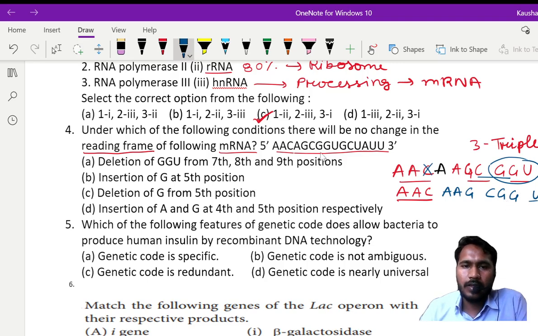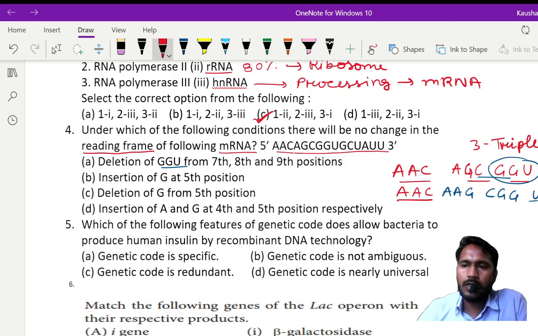So they are asking, if you remove this GGU at the 7, 8, 9 position consistently, the reading frame will stay the same. You're not going to get a new reading frame. So what will the reading frame be? See, now it will be ACC, AAC, I'm erasing it now, AGC, and now this is empty.